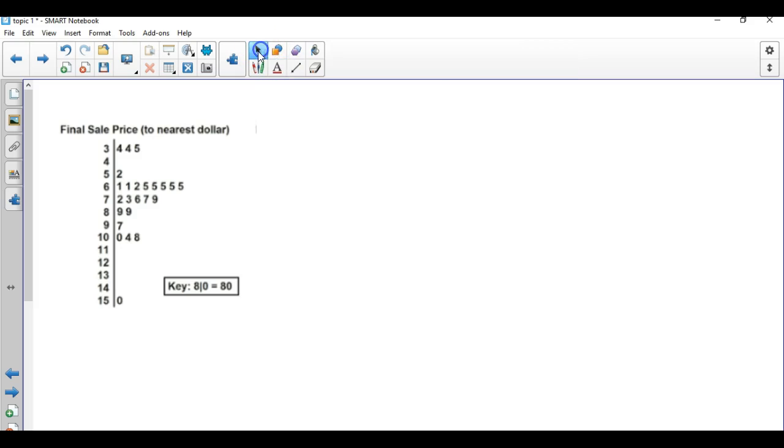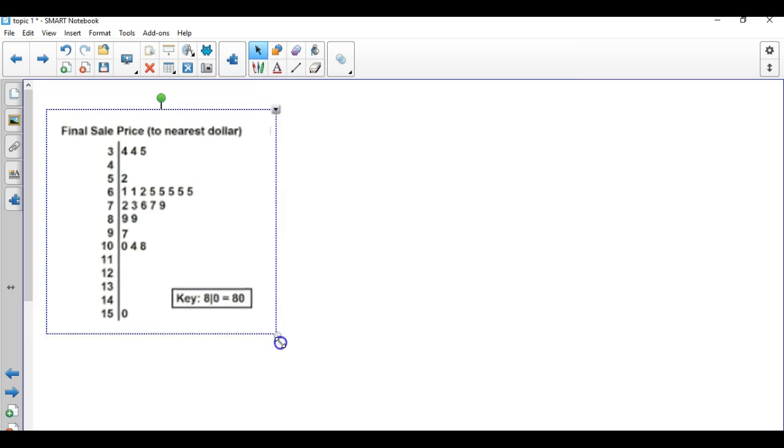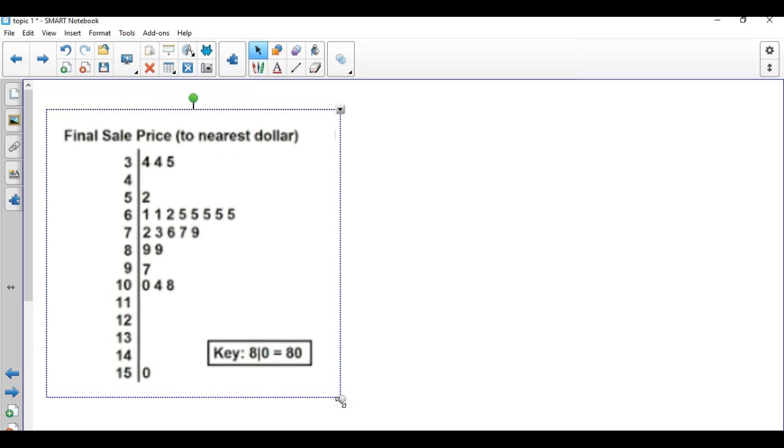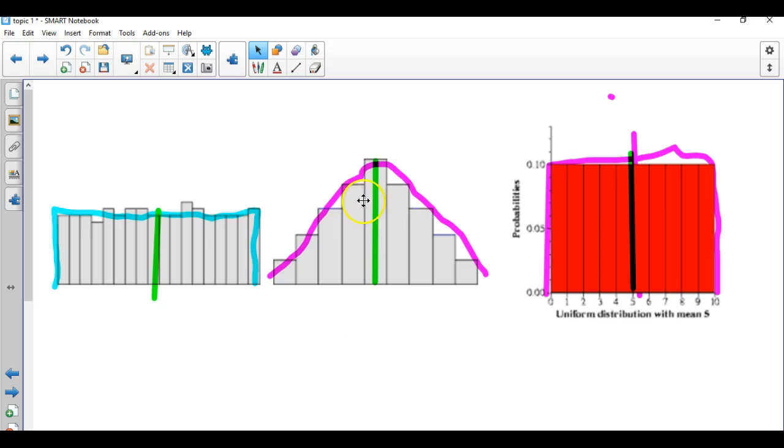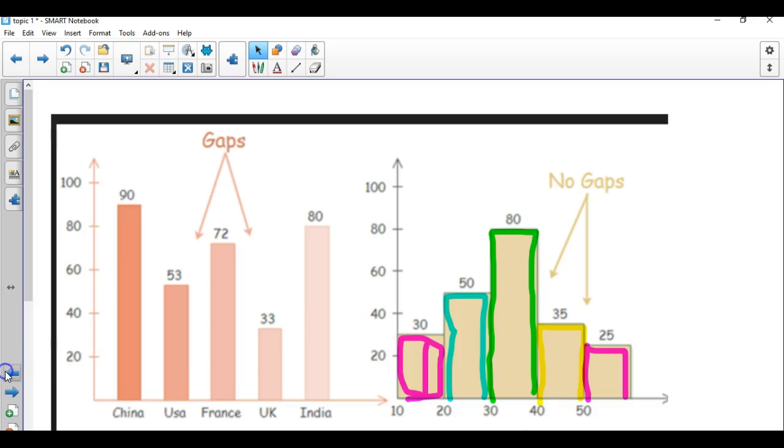Here I have a stem and leaf plot, or in AP stats it's known as a stem plot. There are some advantages to a stem plot. When you have a small sample size, it's easy to graph a stem plot. Please note that I have a key with a stem plot. 8/0 means 80. An advantage of a stem plot is you can see the actual numbers versus a histogram. If we go back and look at this histogram, we don't know the actual numbers here.